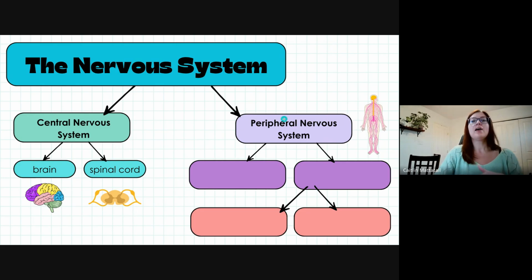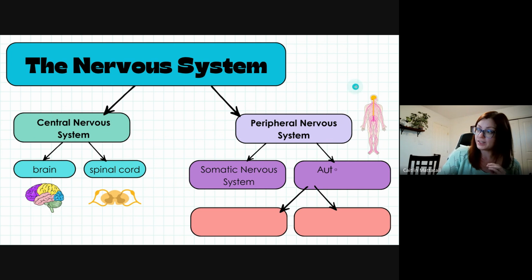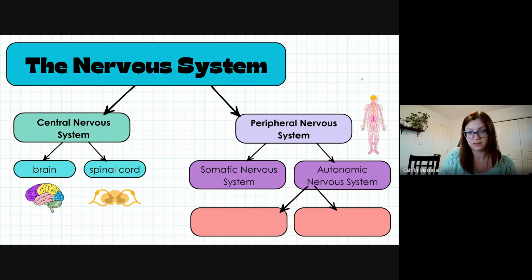So unfortunately, it's a little bit more complicated than our central nervous system, which again, is just the brain and the spinal cord. So your peripheral nervous system has two main subdivisions, and then we are going to further divide those subdivisions. So again, give yourself space while you're writing this information in the boxes. So peripheral nervous system, two main divisions. We have the somatic nervous system and your autonomic nervous system.